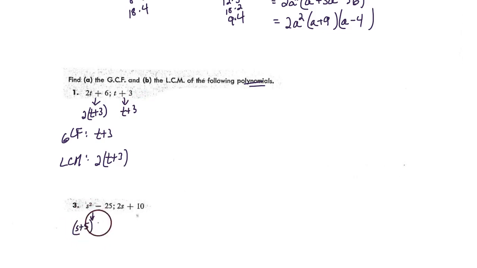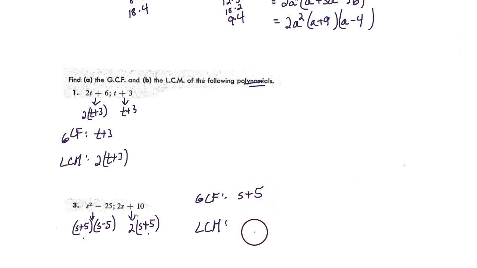S plus 5 times S minus 5. And then factor the other one, 2 times S plus 5. Now let's get our GCF and our LCM. What's common to both? Hey, it looks like they both have S plus 5. That's your common factor. Now let's get a multiple. We have to have a 2 in it because this one has a 2. And we have to have S plus 5. They both have that. And we have to have S minus 5.